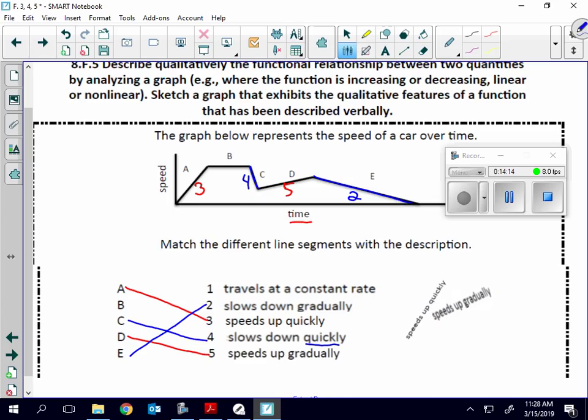So then we have B, which does absolutely nothing in terms of speeding up or slowing down. So it travels at a constant rate. So that would be B. So always pay attention to your axes, the speed and time, and figure out what it's doing, right? As it's going up, speed is increasing. As the time is going up, it's getting further along in time, and so forth.